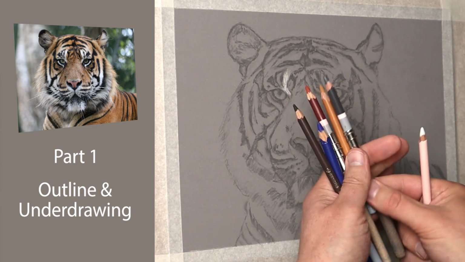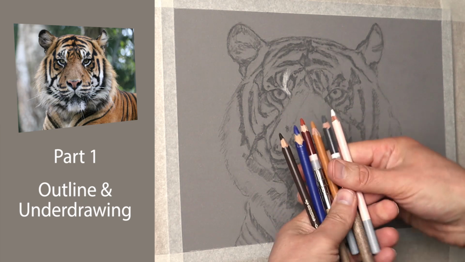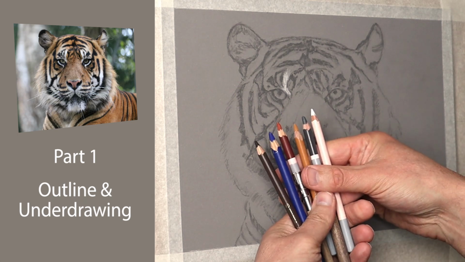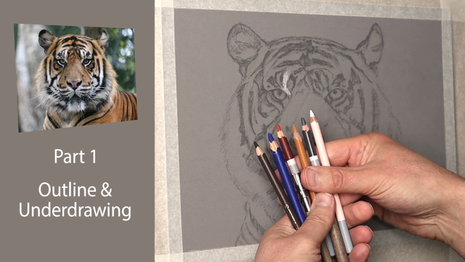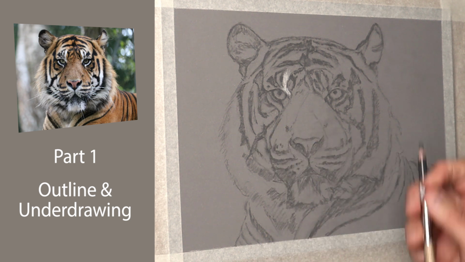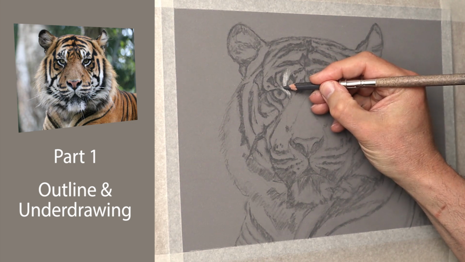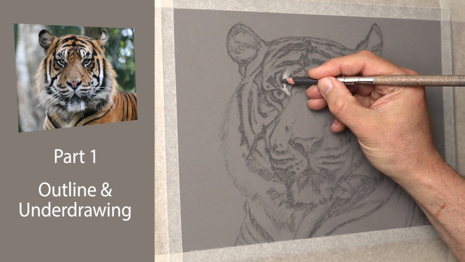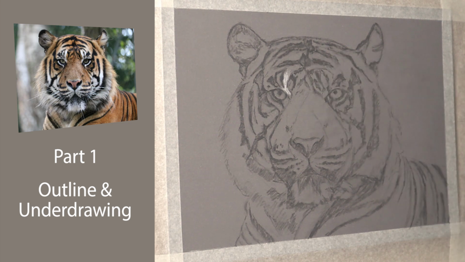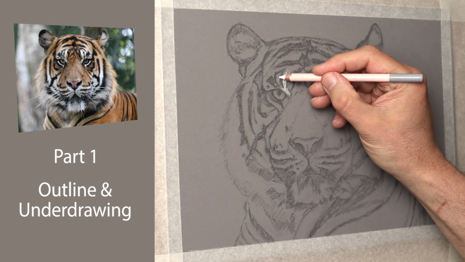For the underdrawing, I've selected these pencils here: Burnt Umber, Dark Ultramarine, Burnt Sienna, Yellow Ochre, Grey and White. First of all, I'm using the dark grey, which is the 708 Carbothello pencil, and I'm using white, so I'm reshaping the outline and creating a little bit of form.